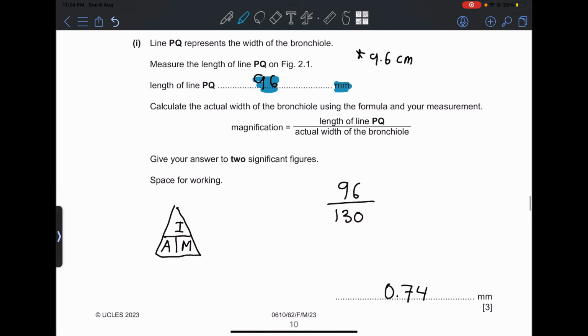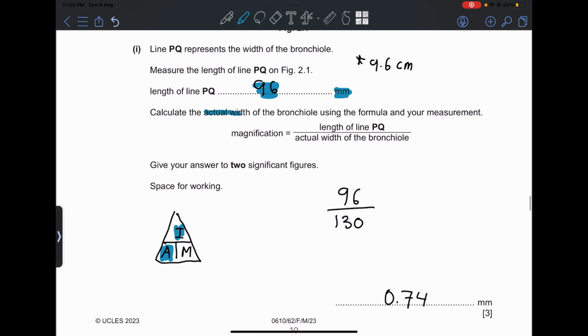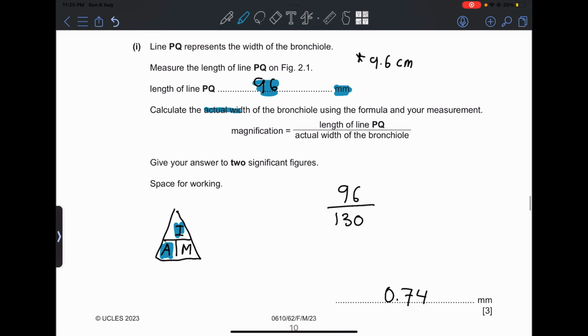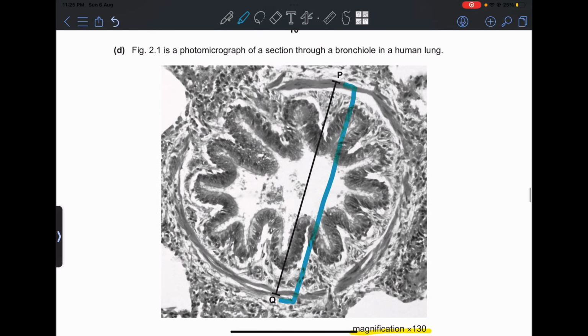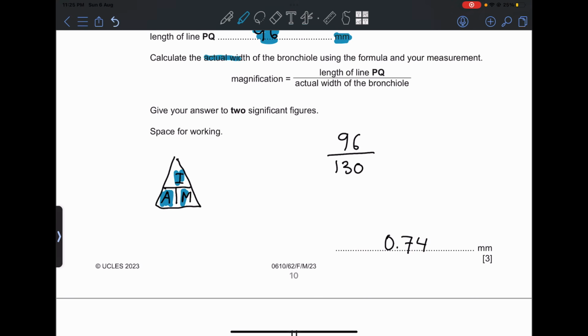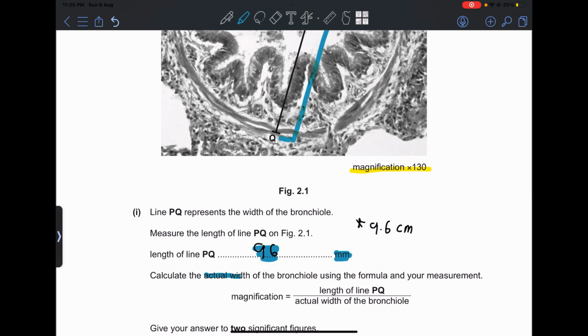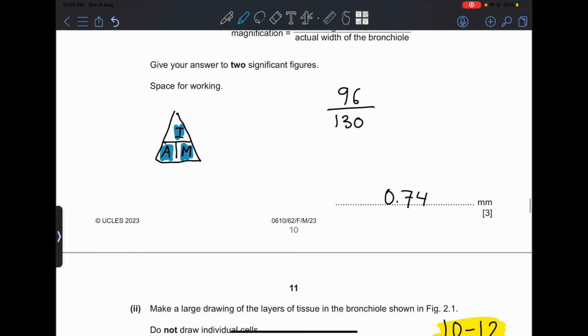So I have explained the IAM triangle in a lot of videos before. This IAM triangle helps you to calculate anything that has to do with magnification. So they're asking about the actual width, so we're going to be calculating the A over here. I'm going to be using the image size. The image size is actually 96 millimeters as we have measured using our ruler up here, and magnification is written down here. It is times 130. So you're going to divide 96 over 130. You're going to get 0.74 millimeters.